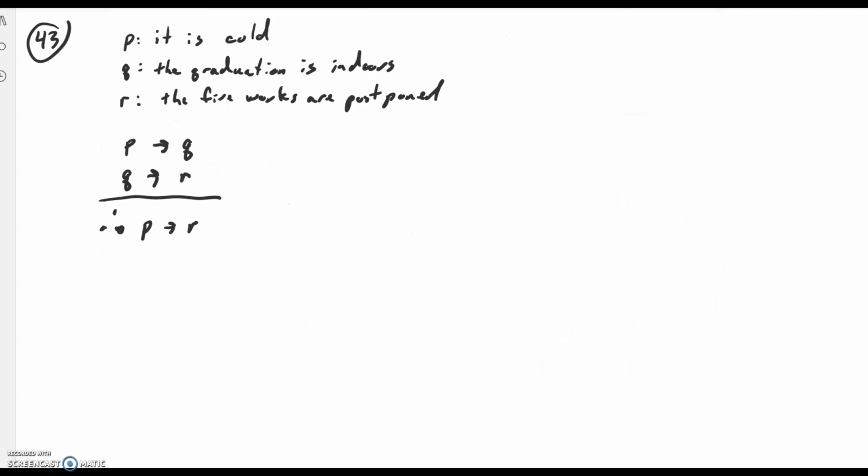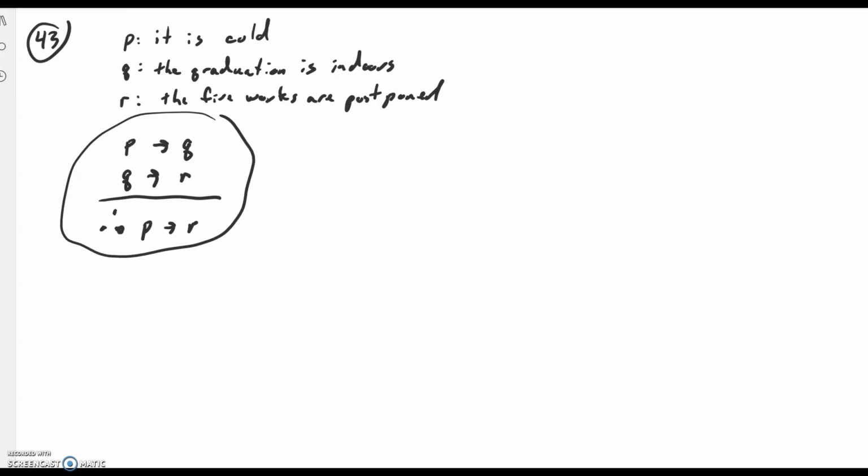So problem 43 can be a lot of work. I first defined what my variables were going to represent. P is the statement it is cold, Q is the statement the graduation is indoors, R is the statement the fireworks are postponed, and then I translate their words into a symbolic argument. So if P is true, then Q is true. If Q is true, then R is true. Those are the givens, those are the premises, those are the assumptions that we assume are true.